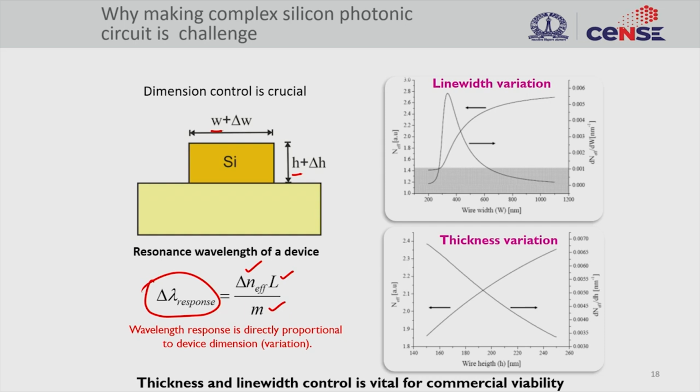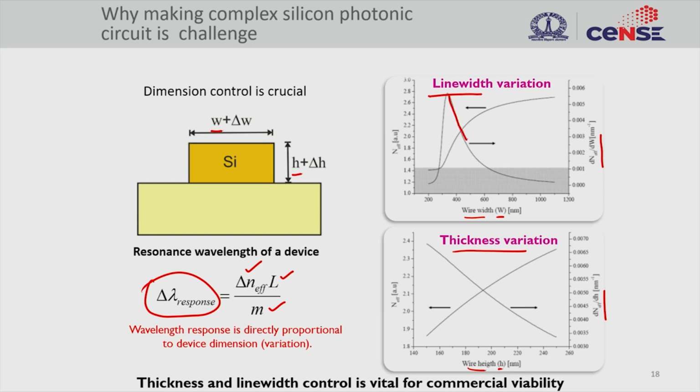So what you see here is this line width variation and thickness variation as a function of waveguide width or waveguide height, right? So this is H and this is W, right? So when there is a variation, you can see here dN/dW and dN/dH, right? So this variation, when you are close to the operating point, is pretty high. So the slope is very high here.